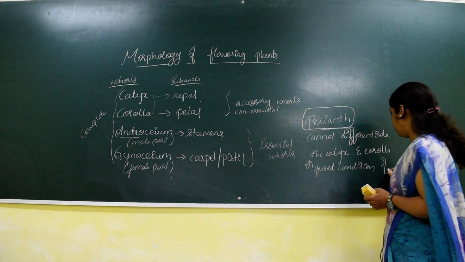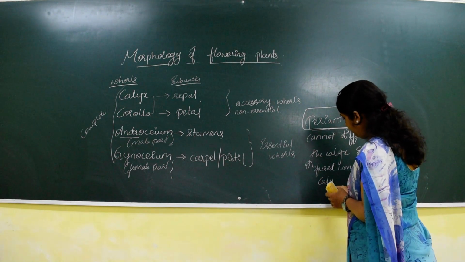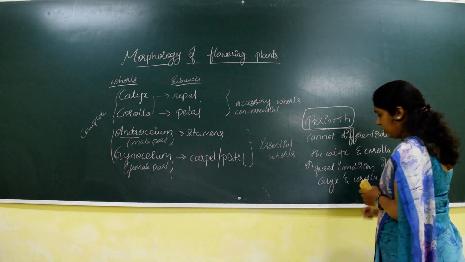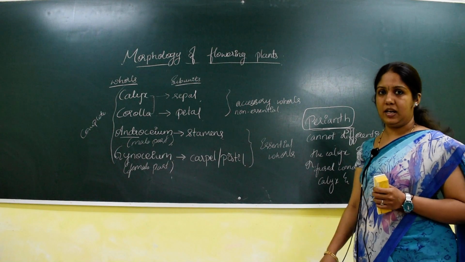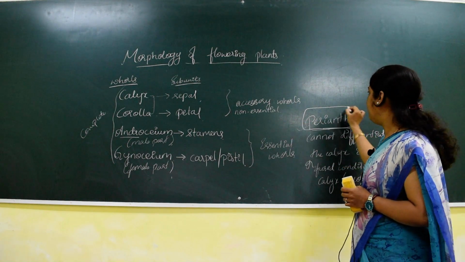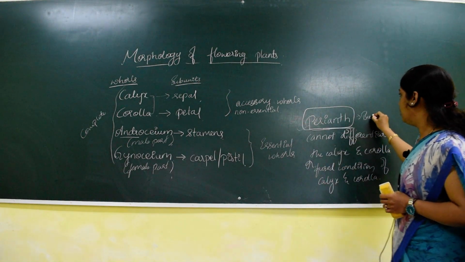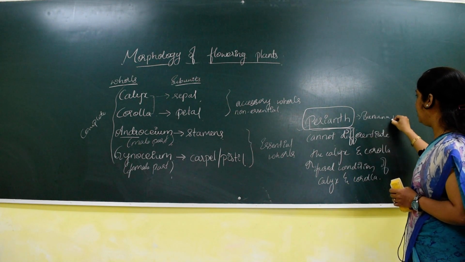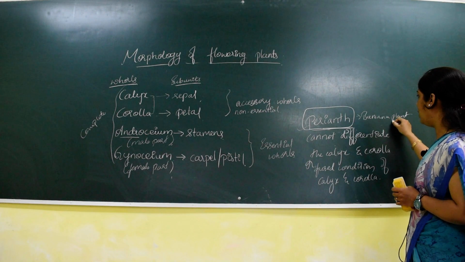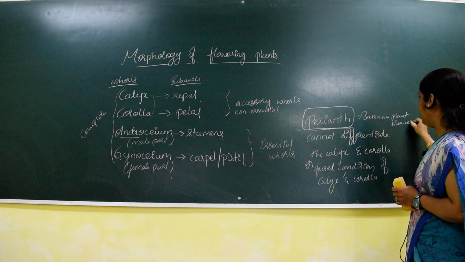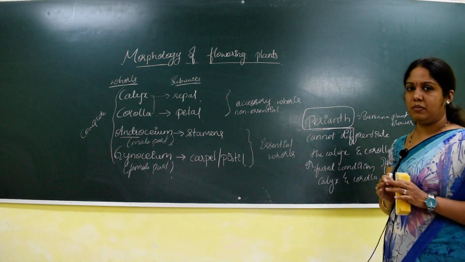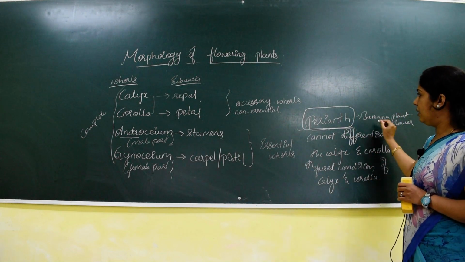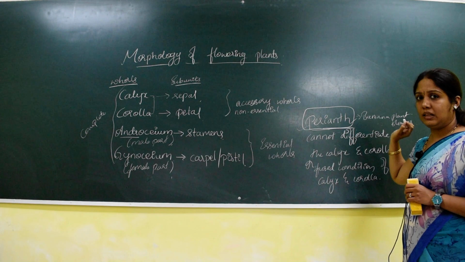The fused condition of calyx and corolla is called perianth. The best example is banana flowers. The banana plant produces flowers inside the bract; the cone shaped bract will be there. Inside that we can see the banana flowers. So the banana flowers are the example for the perianth condition.